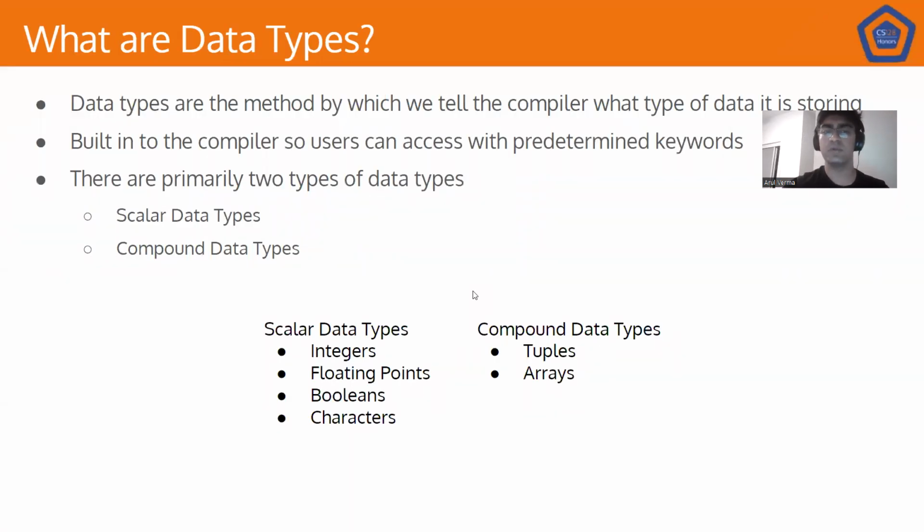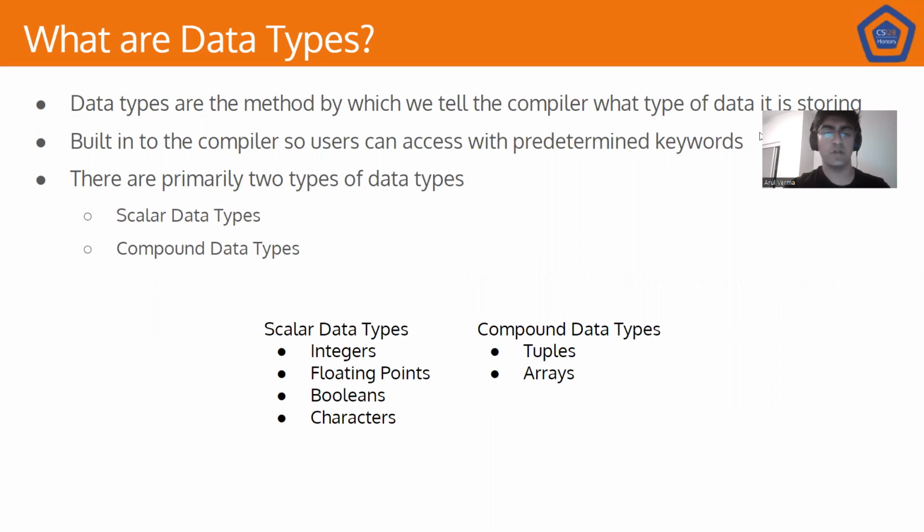So again, let's talk a little bit more about what data types are. If you were paying attention last week, you'll remember that data types are the methods by which we tell the compiler what type of data to store. They're built into the compiler, so the users can access these data types with predetermined keywords. There are two types of predetermined data types, scalars and compound data types.